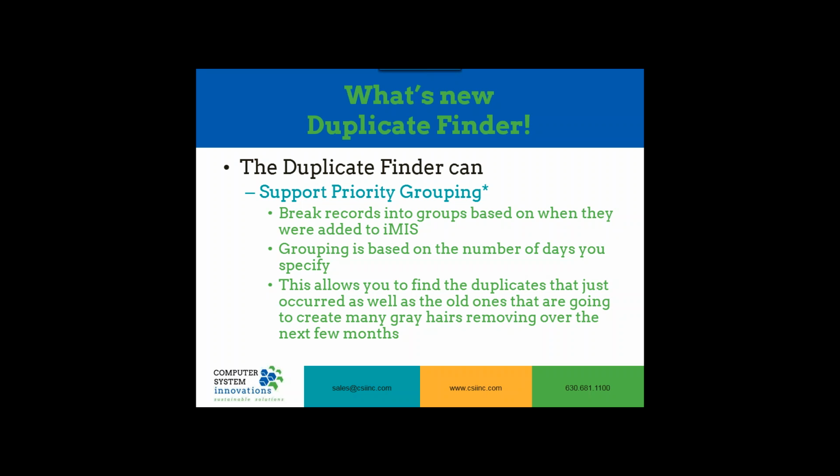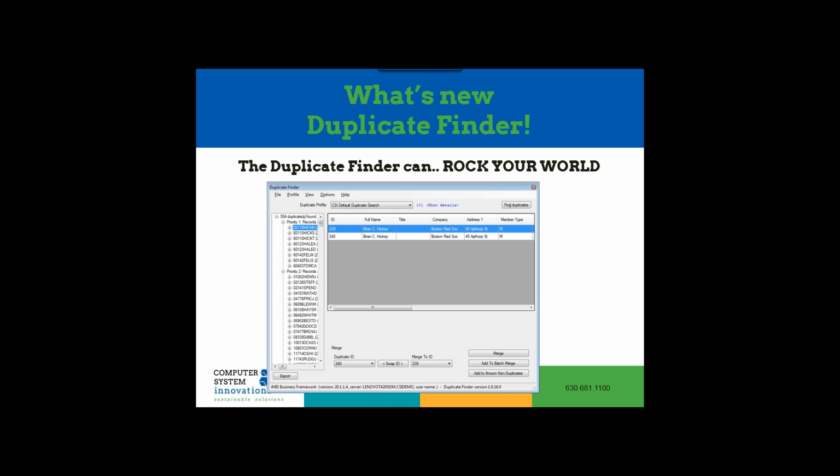The next group is where I have a record that just got added versus another record that was added a long time ago. Those are still important, but not as important. And then group 3 is records that have been duplicates for a long, long time. You need to clean them up. It's probably not as urgent as you think because they've been out there forever. In short, the Duplicate Finder can really rock your world.